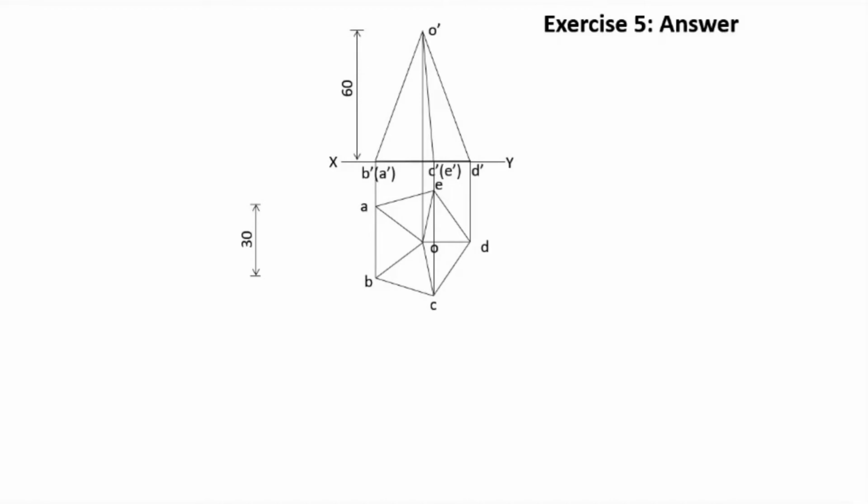And the points are marked in the front view also. In the front view, A dash and B dash will come here, C dash and D dash will be at this point, and D dash here. So till now it is okay. This is simple projection of solids.